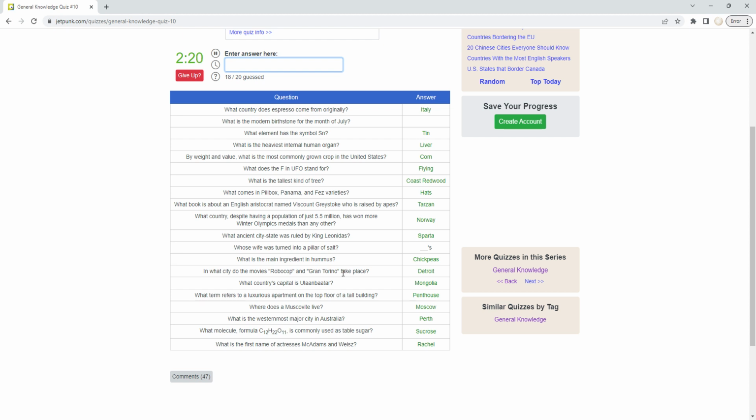What's the modern birthstone for the month of June? I'll just try and guess. Diamond? Gemstone? Stone? What else do you got? Emerald? Lapis? What other stones are there? I don't know, rubies? Yeah, it's a ruby then. I don't know any of these proper birthstones or something.